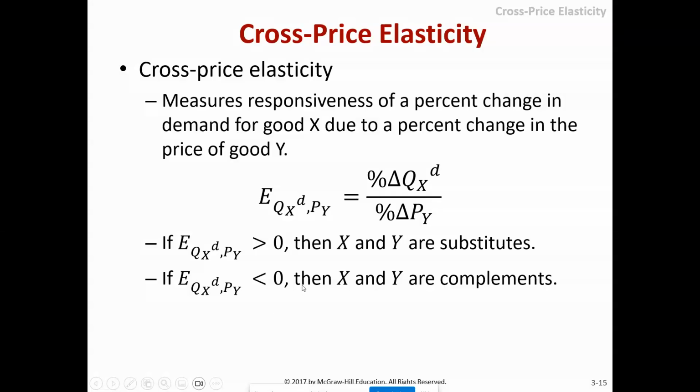If the cross-price elasticity is negative, X and Y are complements. For example, the price of gasoline increases dramatically. That will discourage people from purchasing fossil fuel cars, and they will switch to purchasing, like, an electric car. So they move in opposite directions. They are complements.